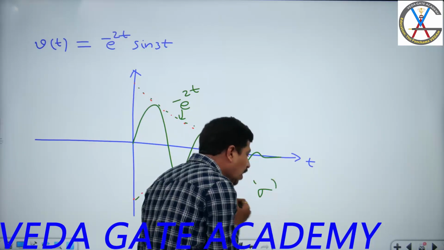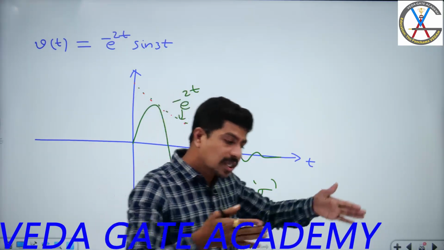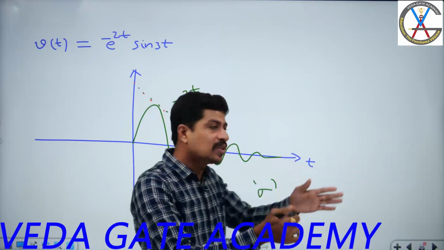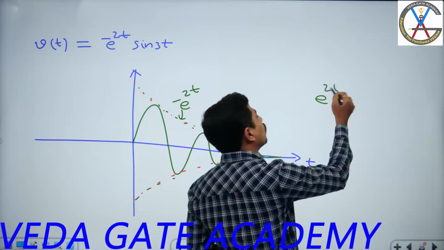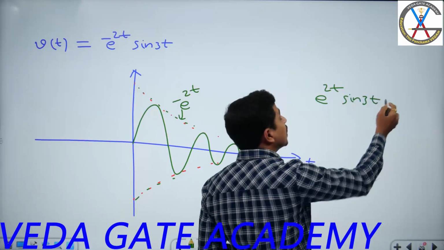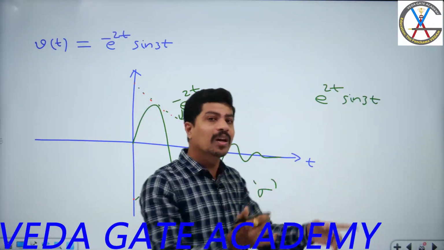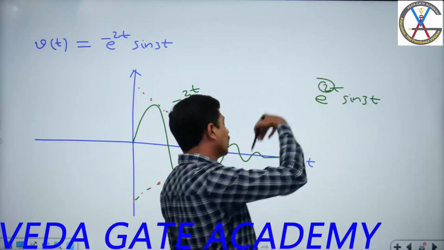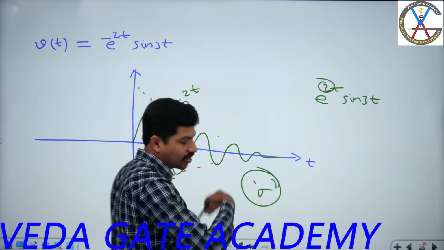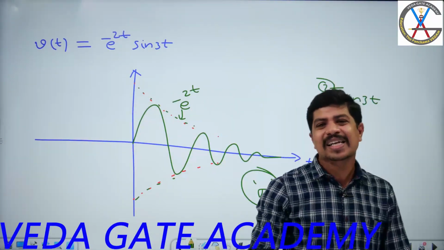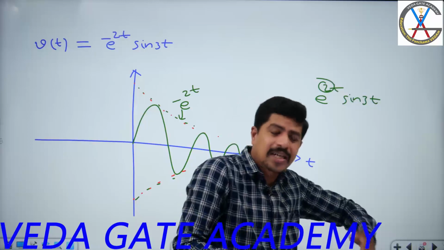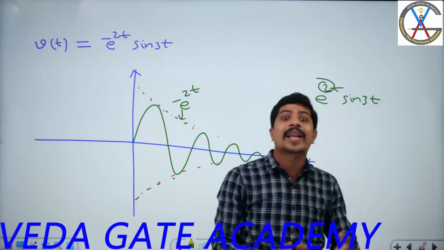Means sigma is the one which describes the decrement of the signal or increment of the signal. Suppose if I say e power 2t into sine 3t, it is increasing exponentially. That increasing exponential envelope will be given by this value of sigma. Sigma is not really a frequency. It is not giving any number of cycles per second. That's why it is called Neper frequency.